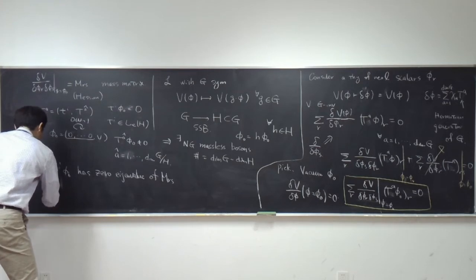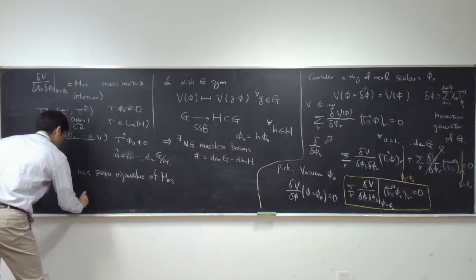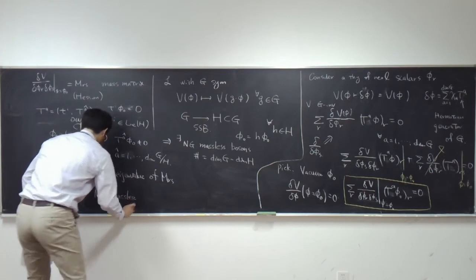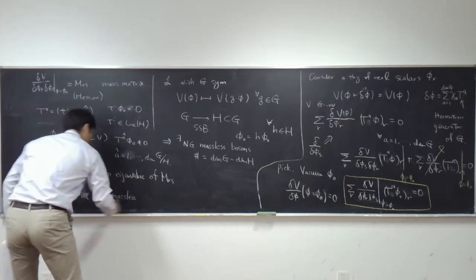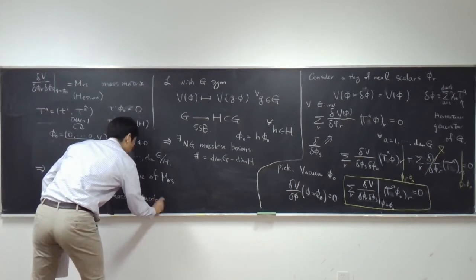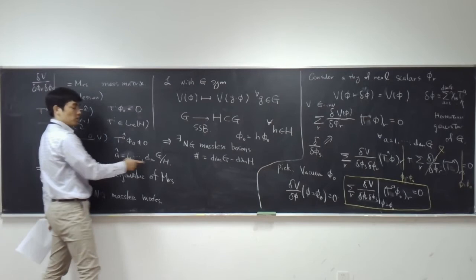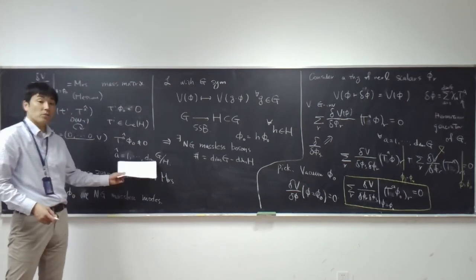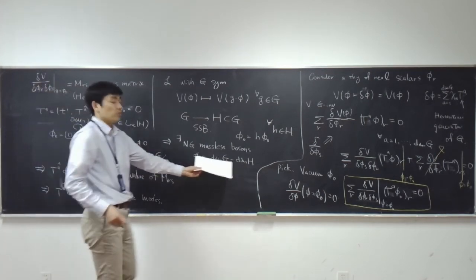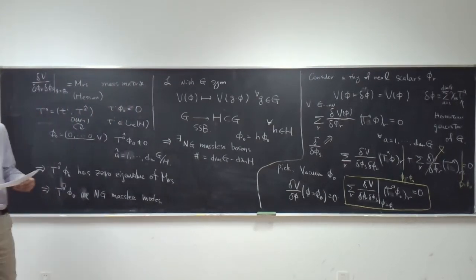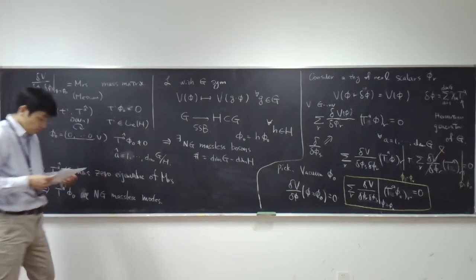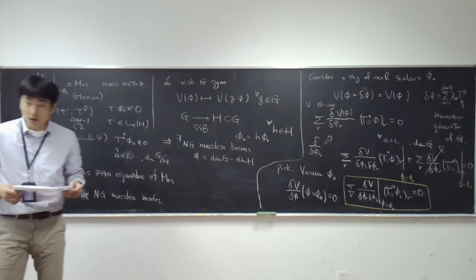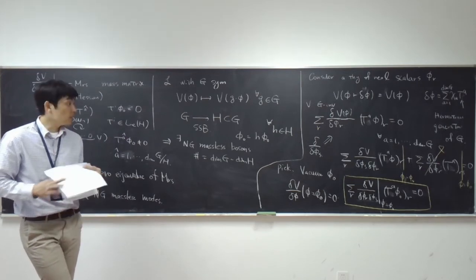Therefore, this means that the T_A hat phi naught correspond to massless modes. And as you can see, A hat runs from 1 to the dimension of G mod H. So the number of the massless modes is the dimension of G mod H, which means the dimension of G minus the dimension of H. Okay, so that's the statement of the Goldstone theorem. Any questions so far? It's a very simple proof.